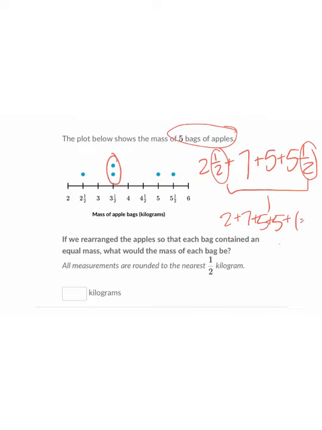So I have a total of 20 kilograms of apples that I want to split evenly between the 5 bags. So I need to divide that by 5. Well, what is 20 divided by 5? That should get you 4. So the answer to the question should say that I've got 4 kilograms per bag if I was going to give fair share. I hope that helped.